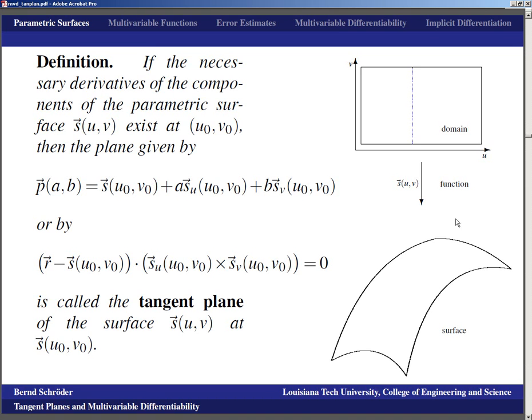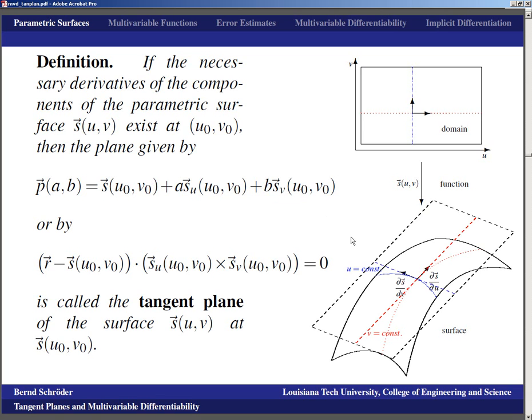Okay, so then we have the surface here, and if we hold u equals constant, we get our coordinate line. If we hold v equals constant, we get another coordinate line. If we take a step in the u direction, we get a tangential vector S sub u, or ds du. If we take a step in the v direction, we get a tangential vector ds dv. And these vectors, which would be this one and that one, are the direction vectors for a tangent plane.